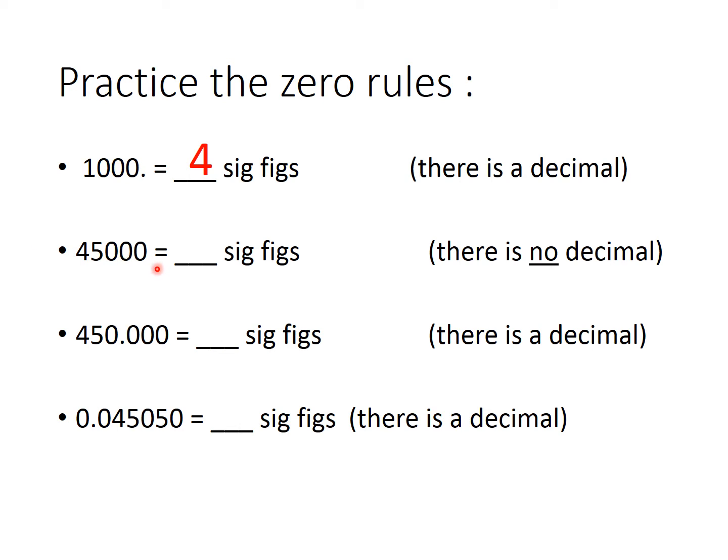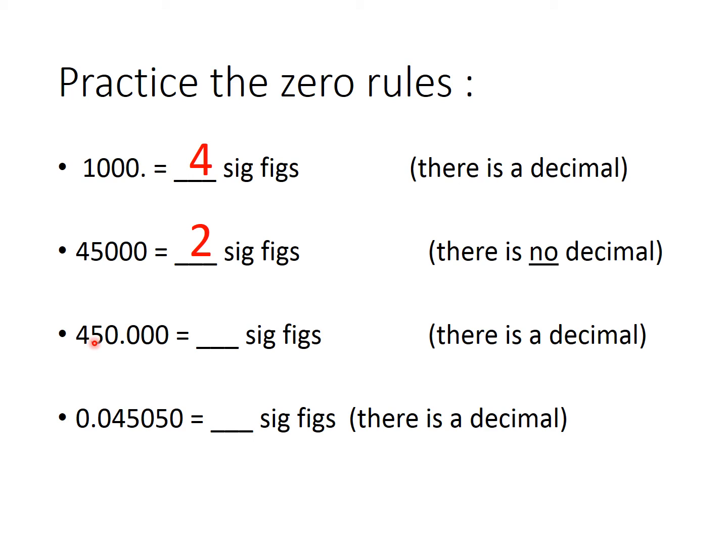45,000. Notice that there is no decimal present. Of course, we know where it is. We call that an assumed decimal, but we don't see one. It's not explicitly written, which means that these 3 zeros are trailing zeros when there is no decimal present. It means they are not significant. So there are only 2 significant figures in this number.